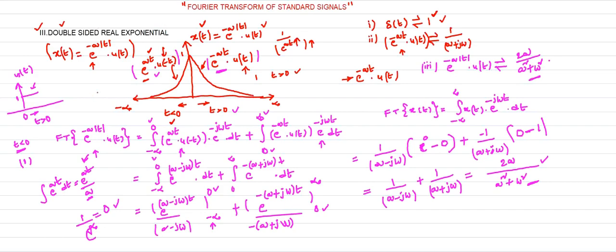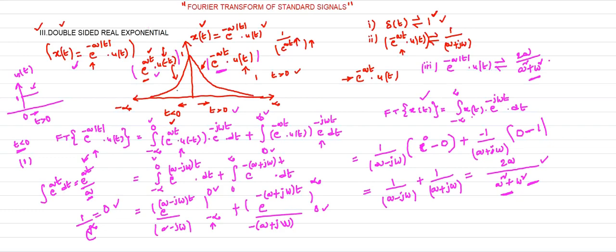One thing is, you should remember this mathematical expression. How can you define the double-sided real exponential with the mathematical expression? Once you know the mathematical expression, later the procedure is the same. You just use the Fourier transform of a continuous time signal. In the place of x of t, you use this mathematical expression and manipulate the equations so that you can get the final expression, which is 2a by a square plus omega square. This is the Fourier transform of the double-sided real exponential signal.